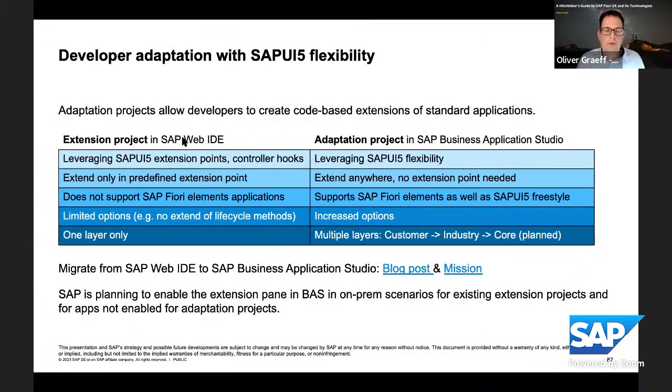And this is a comparison of the extension projects in Web IDE and the adaptation projects in Business Application Studio I just showed you. It's the same scenario. With the adaptation projects, you can extend anywhere, not only predefined extension points. And you can extend Fiori Elements applications as well as freestyle applications.